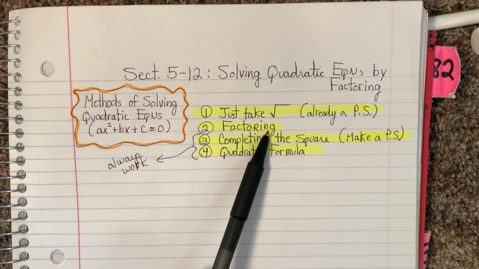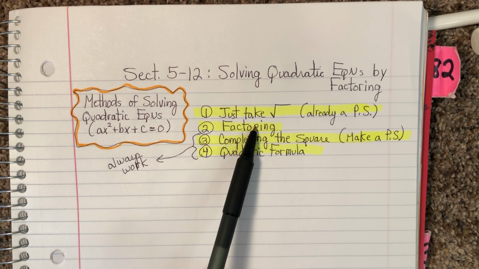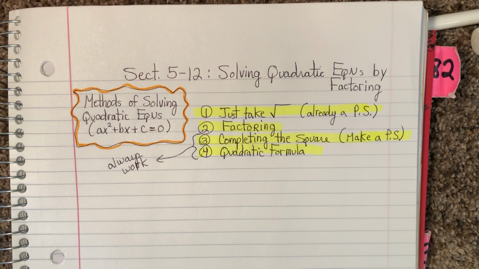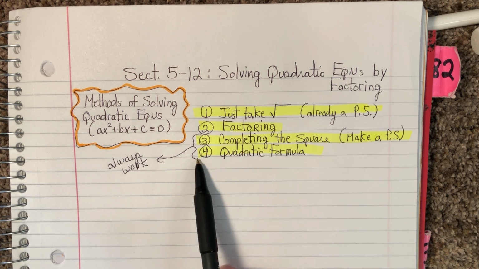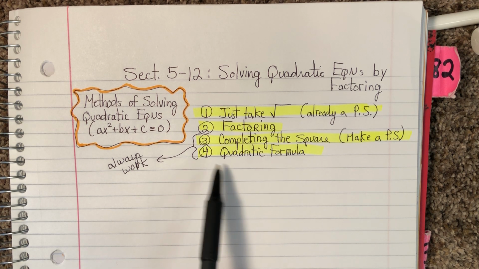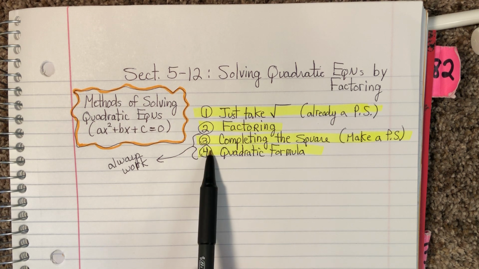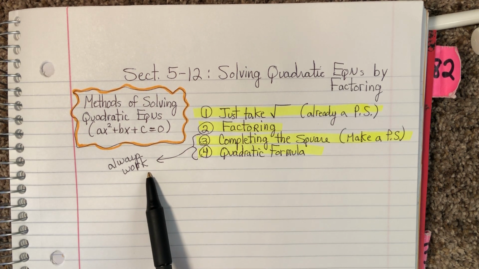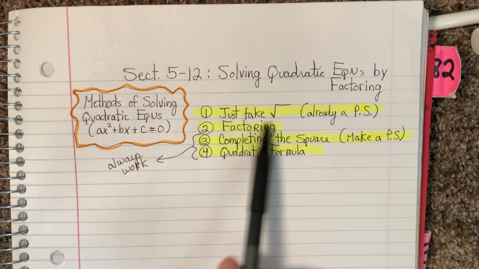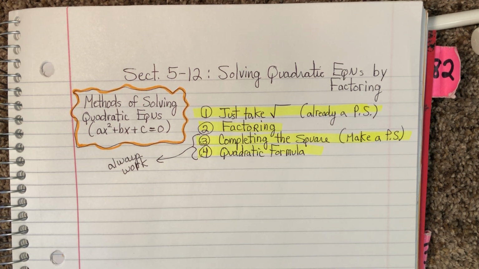Number two, you could factor it if it's factorable. And this is what we're going to do today. Number three, you can complete the square, meaning you're going to take some quadratic equation and force it to be a perfect square. And then number four, you're going to use the quadratic formula, which we haven't learned yet. These last two will always work for any equation. The first two, it depends on the problem you're given. Sometimes they'll work, sometimes they won't.